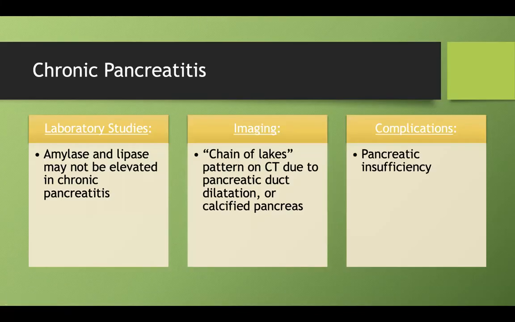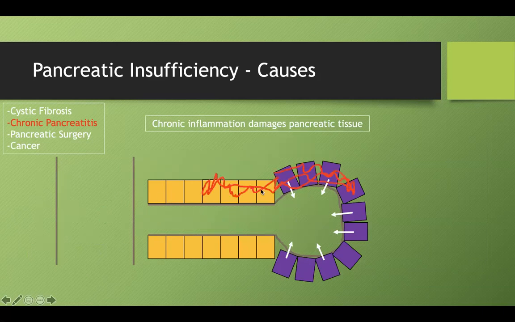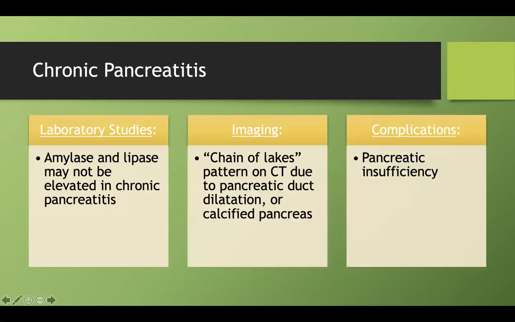Some complications you should be aware of. One is pancreatic insufficiency. This should make some sense. Normally, you have a collection of enzymes that are secreted, lipases, proteases, into the lumen. But if you have so much pancreatic damage, you're not going to have all these enzymes anymore that are being released into the lumen.